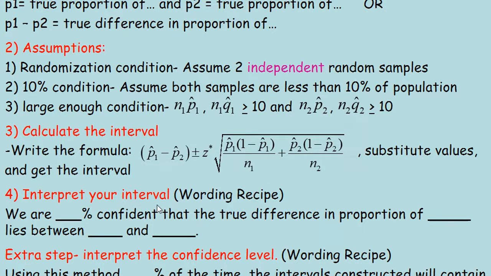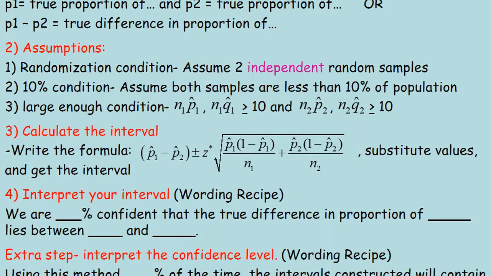You need to interpret your interval. So it's still that wording recipe that says we are blank percent confident, so maybe 90% confident that the true difference in blank lies between blank and blank. So that's still the same recipe. Interpreting the level is still the same recipe. You're going to say using this method, 90% of the time or 90 out of 100 intervals constructed will contain the true population parameter. And now here you can call it the true difference, p1 minus p2.